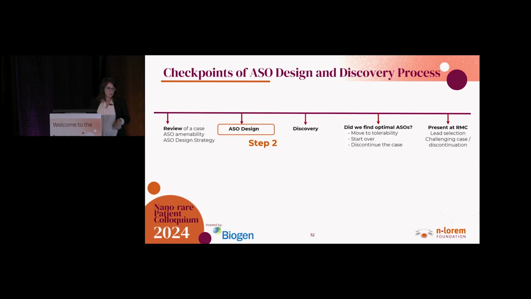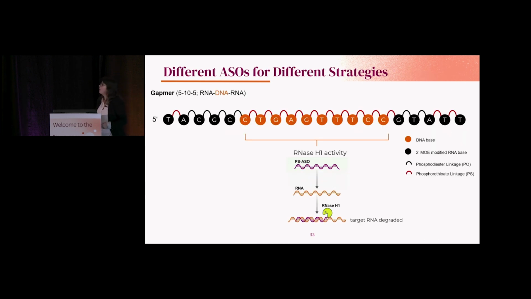Right, so in this particular case, a case is accepted, and then it really enters the n-Lorem lab. So then we need to design ASOs. What do we do? The first thing that we need to answer is, what do we need to do to this mRNA in order to treat? What we need to do to this mRNA will depend on what kind of ASO we will utilize, and what kind of strategy or mechanism of action this ASO will use.